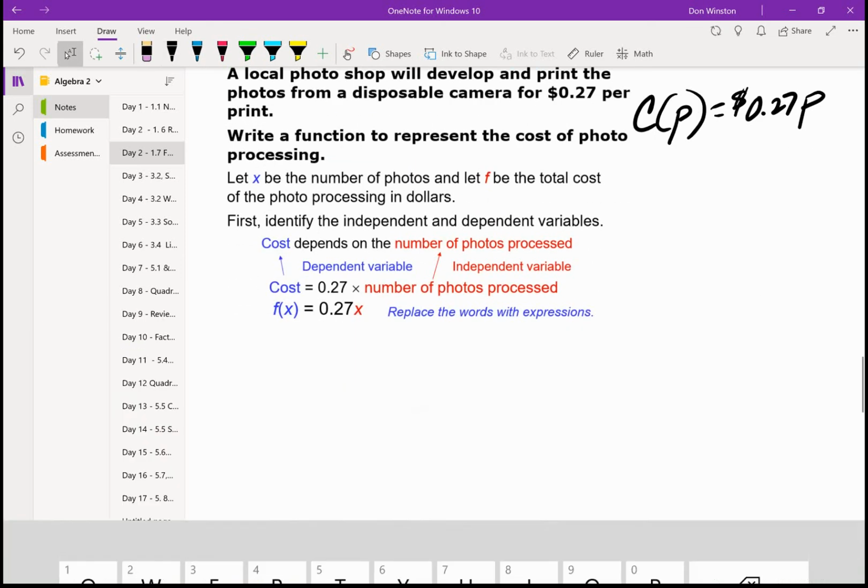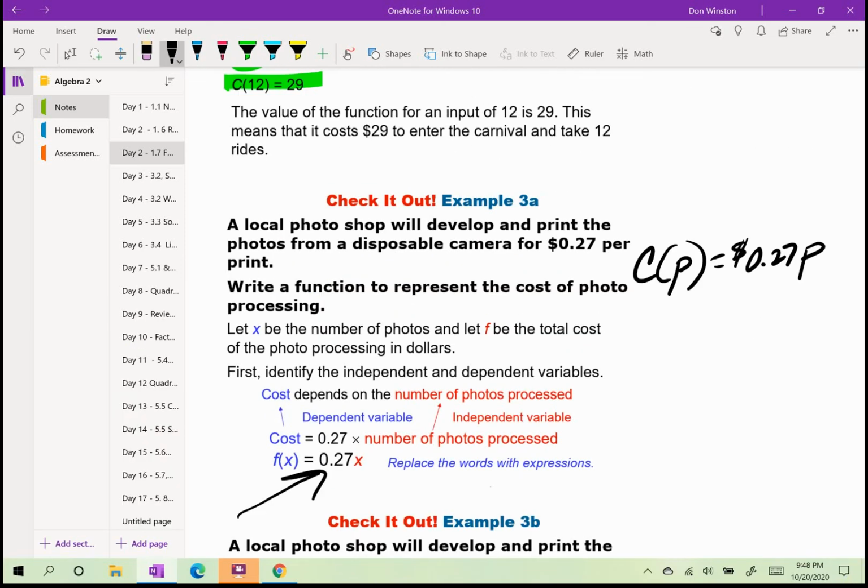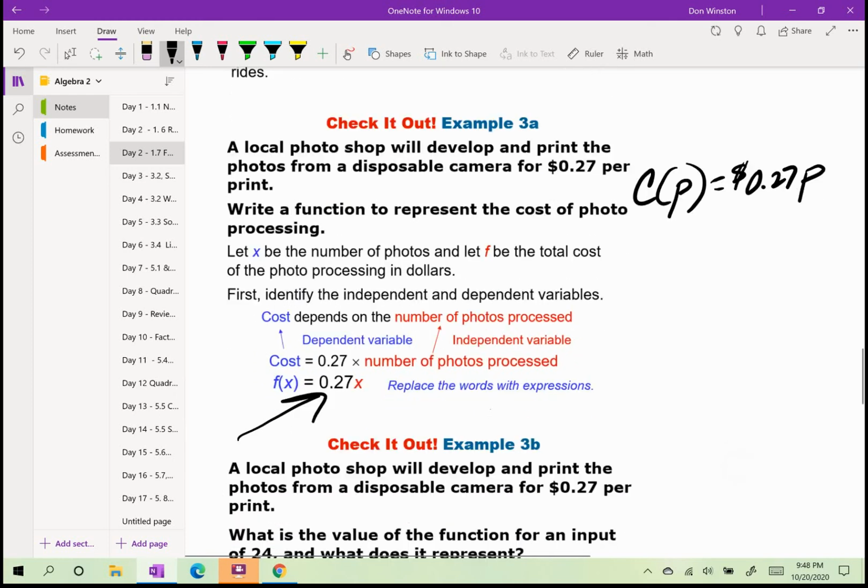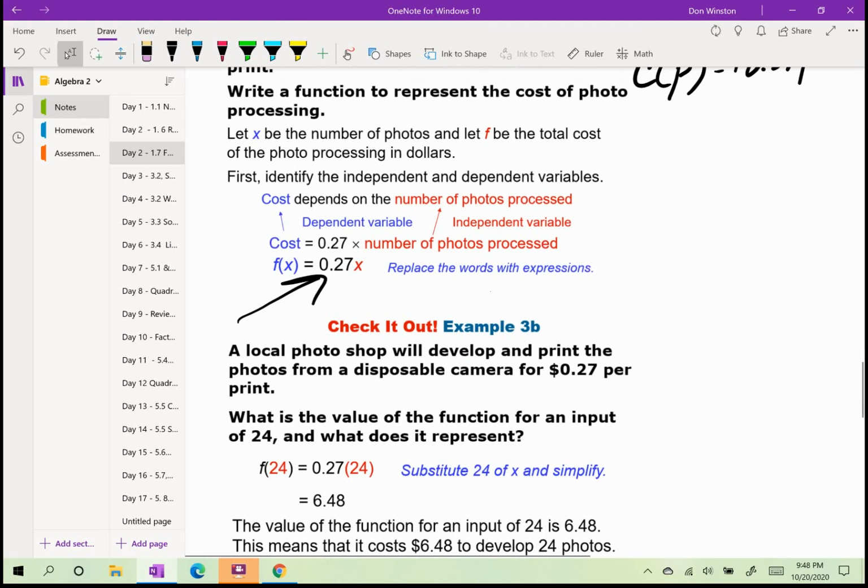Now they used f of x is equal to 0.27 times x. That's okay, you can use that as well. F of x, F depends on x. C depends on P. And then here, if you have 24 prints, then you'll evaluate that function at 24. So f of 24, you just substitute x for 24, and you get $6.48.